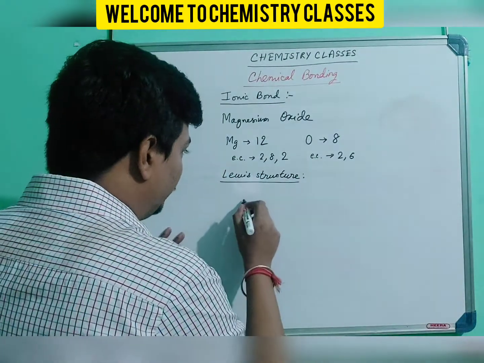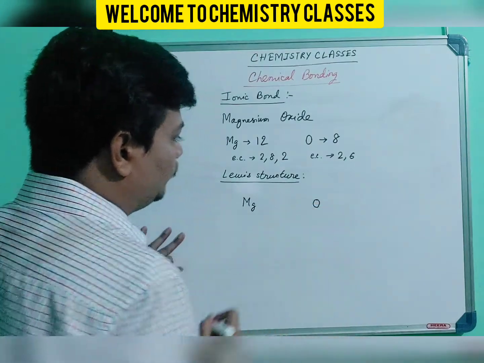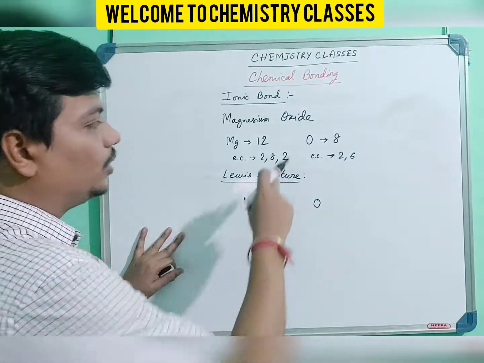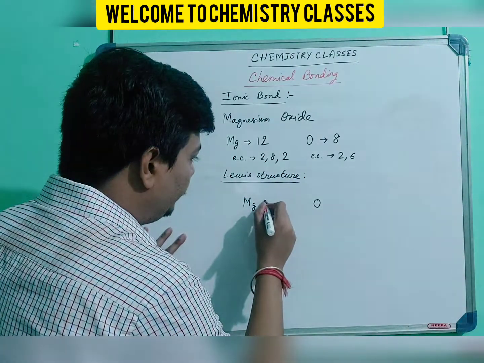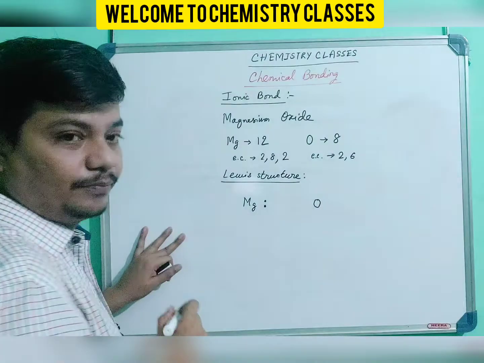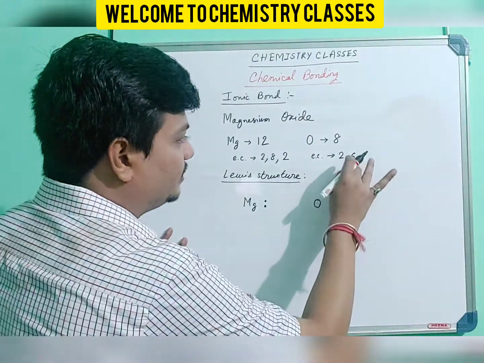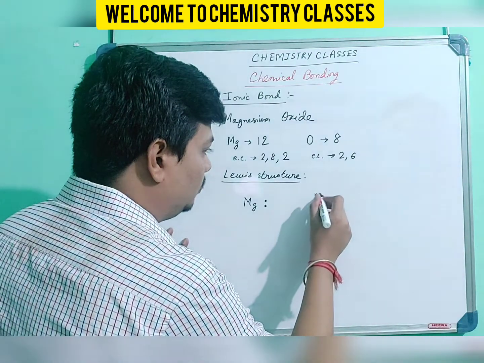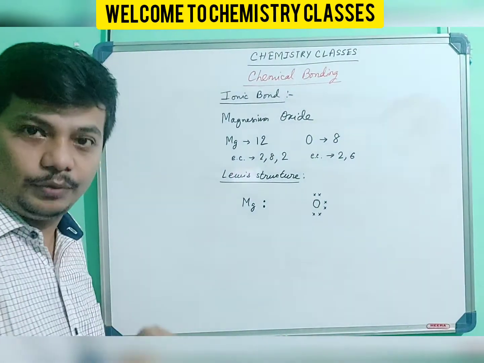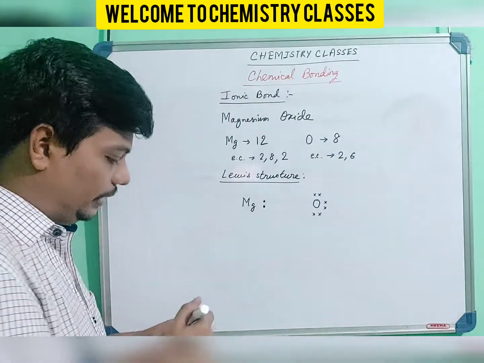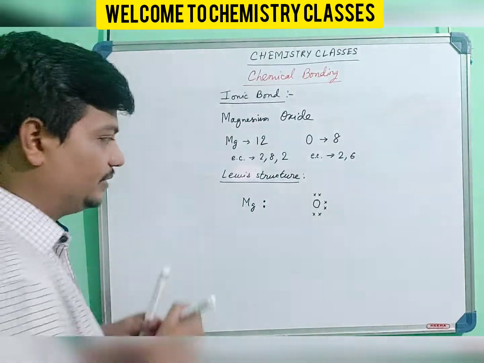So, only the last shell electron is considered. So, in that similar manner for magnesium and oxygen, right? Magnesium outermost shell, how many electrons? Only 2. So, we will write 2 electrons of magnesium. And for oxygen, how many electrons will be there? 6. So 1, 2, 3, 4, 5, 6. Right? Now, in that same way, the transfer of electrons will take place.